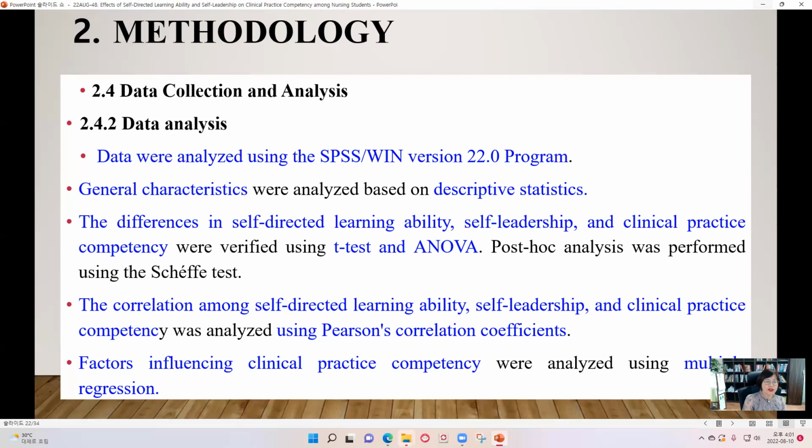And the correlations among the three variables were analyzed using Pearson's correlation coefficients. The factors influencing clinical practice competence were analyzed using multiple regression.